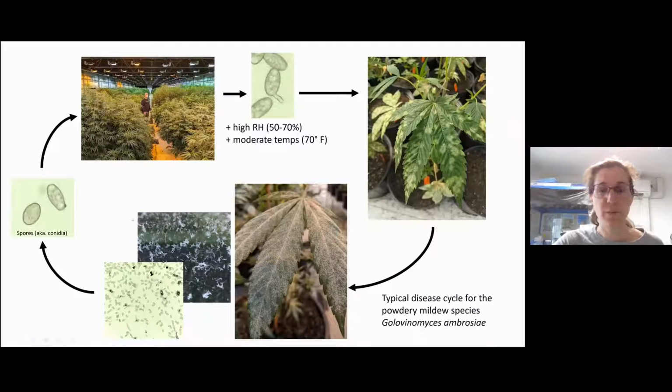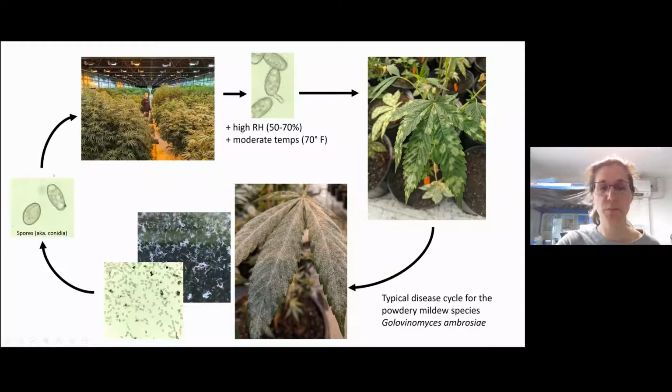So this is just a typical disease cycle for powdery mildew on cannabis. We're going to talk about this a little bit, but there are several different species of powdery mildew that infect cannabis. This is what I guess we'll call the hemp type powdery mildew, Golovinomyces ambrosiae. I don't expect you to remember any of these names, but we start over here.